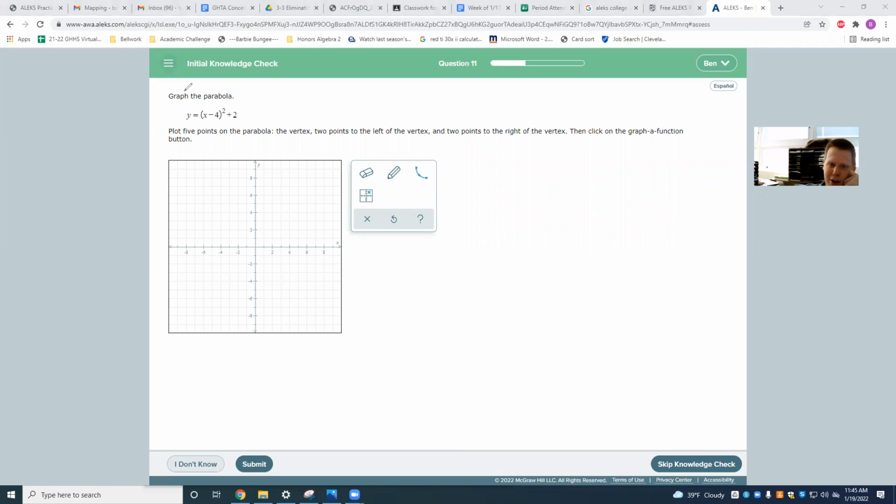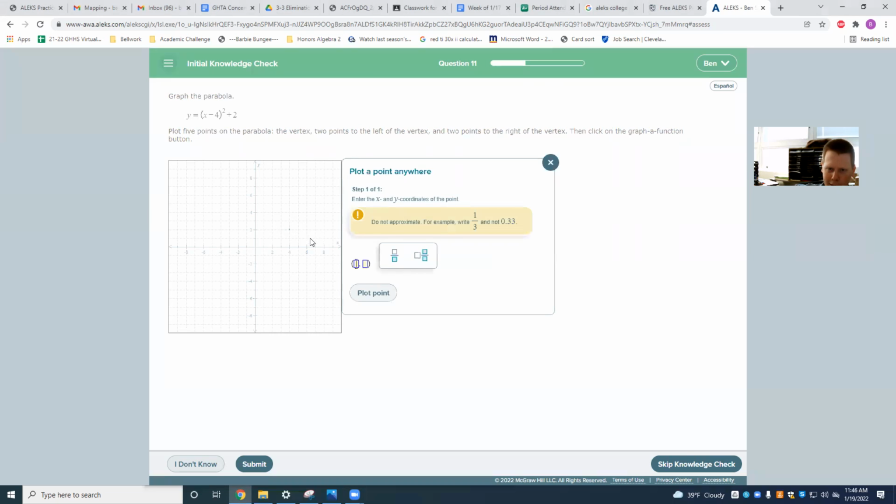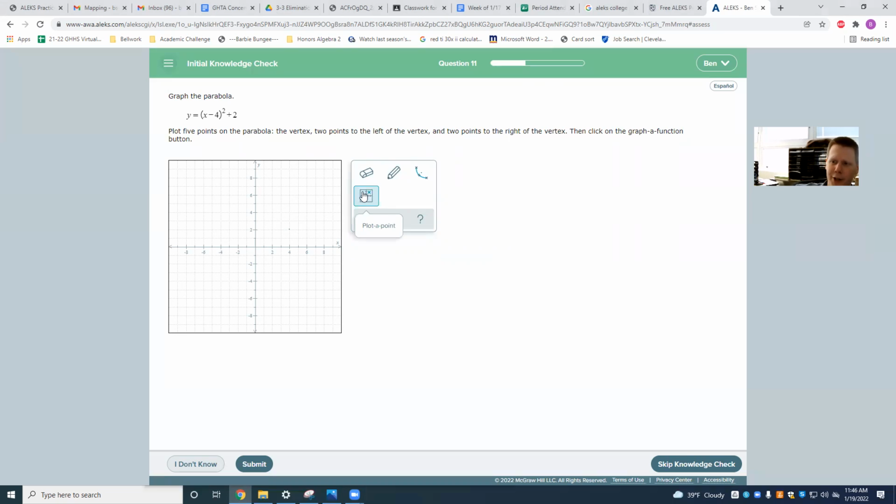But to graph this parabola, you would start with the vertex. So that would be 4, 2, if you remember how to get your vertex. Oops. How do I actually graph? Oh, I'm using my annotation tool. So graph a function. Sorry, my first point, I was just going to read out what it tells. This is kind of a weird menu. I'm kind of learning as I'm going through this myself.